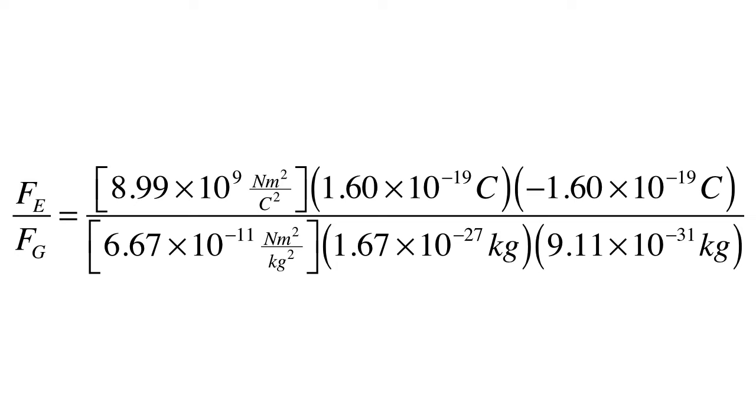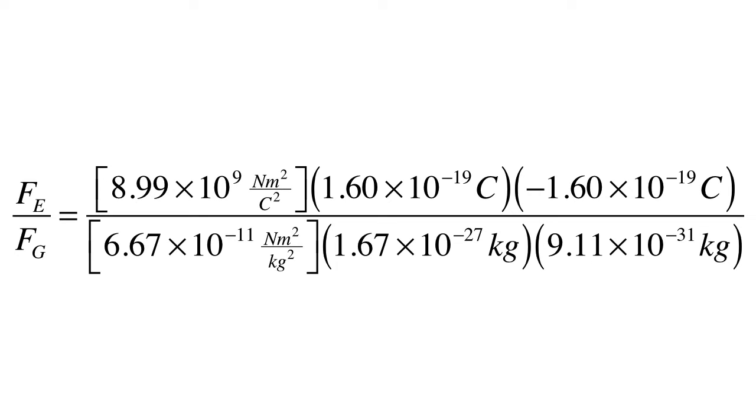So look at the scientific notation. You got 10 to the 9, 10 to the minus 19, 10 to the minus 19 again. So that's 10 to the minus 29 on top. And then down on the bottom, you got a lot. Minus 11, 10 to the minus 27, so that's minus 38. And then 10 to the minus 31, so 38 and 31 is 69. So you got 10 to the minus 69 down there in the bottom.